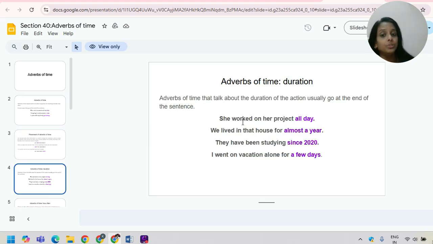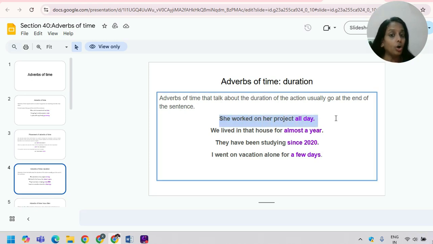Now, adverbs of time that talk about the duration of the action usually go at the end of the sentence. Here, she worked on her project all day. So, the duration, how long it happened, comes at the end of the sentence. We lived in that house for almost a year. They have been studying since 2020. So, since 2020, they have been studying. We place this adverb of time at the end of the sentence here. I went on a vacation alone for a few days.